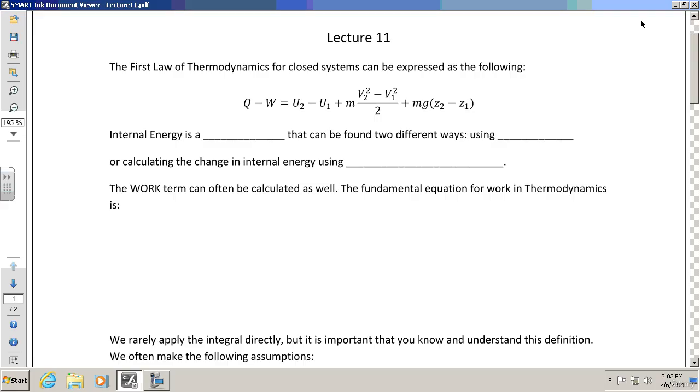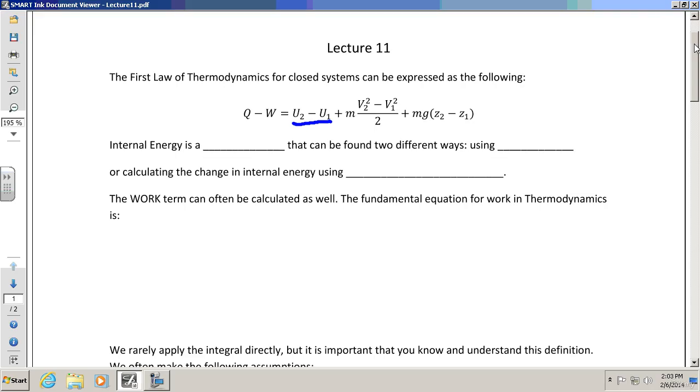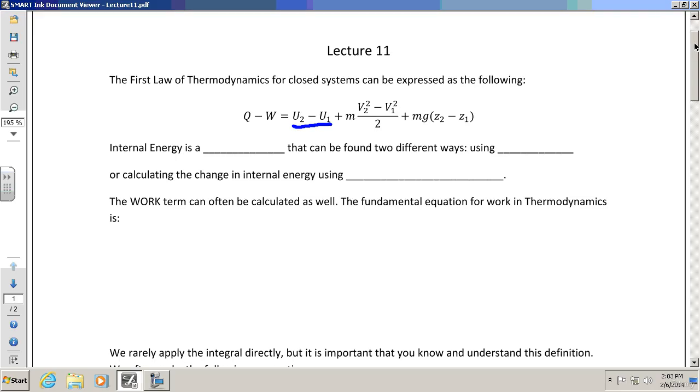I have the first law for closed systems right here. Those U's, or maybe they're H's later on, we're going to be looking up in tables a lot of times, or using something else I'll mention. The other parts are kinetic energy and potential energy, and a lot of times those are going to be small. But recall that the Q in this formula is heat transfer.